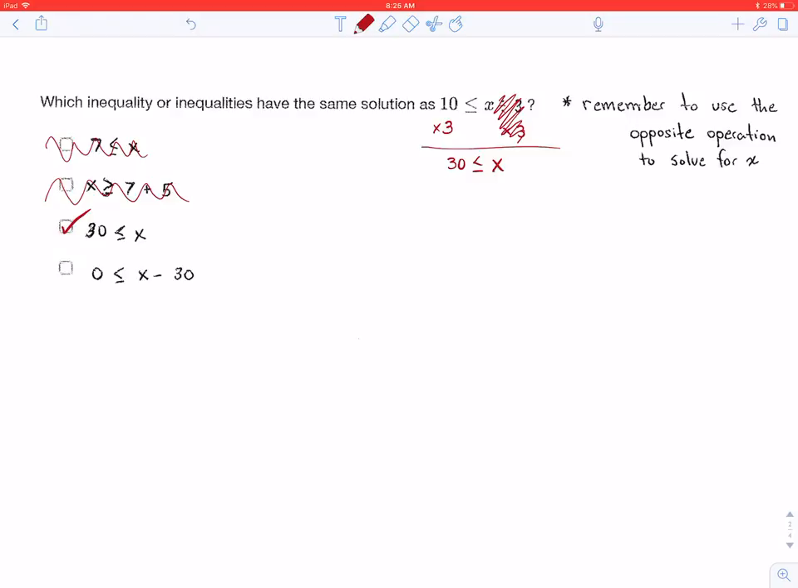On the last one, 0 is less than or equal to X minus 30, you have to think: if they have a 0 here, how would I turn that 30 into a 0? I would subtract 30, which does leave you a 0. If you subtract 30 from the left, you have to subtract 30 from the right, and because they're not like terms, you just leave it as it is. And so you would see that yes, that's also a solution.